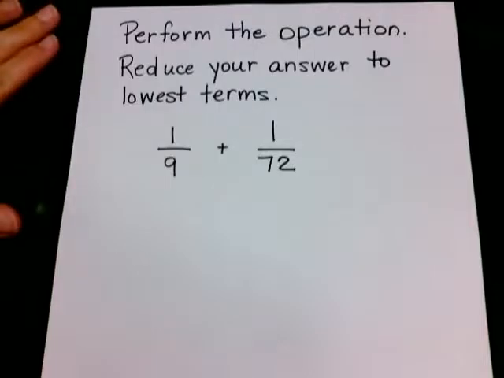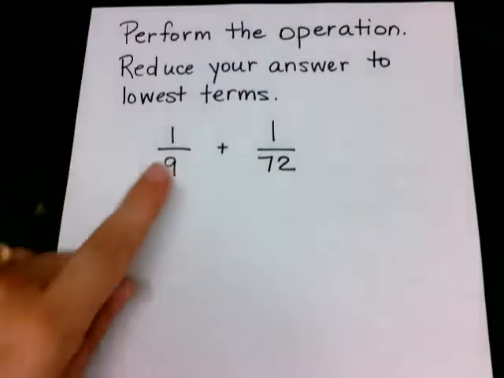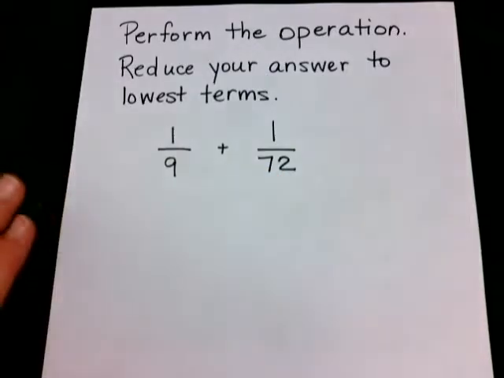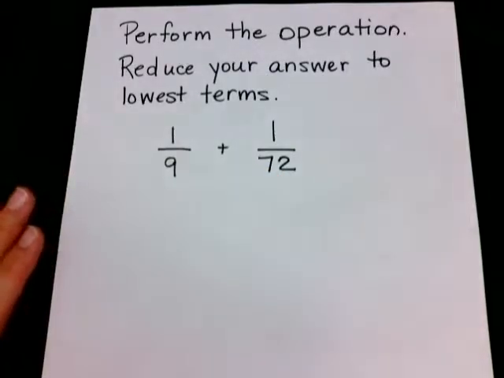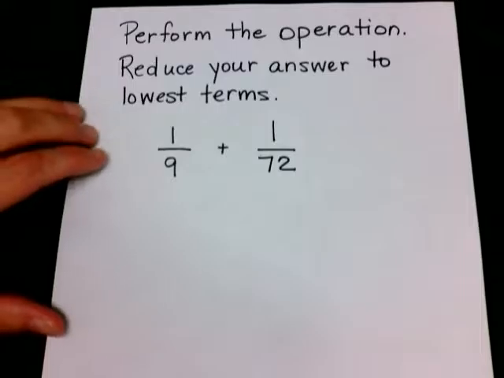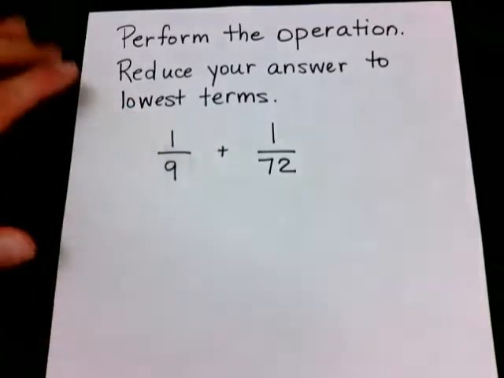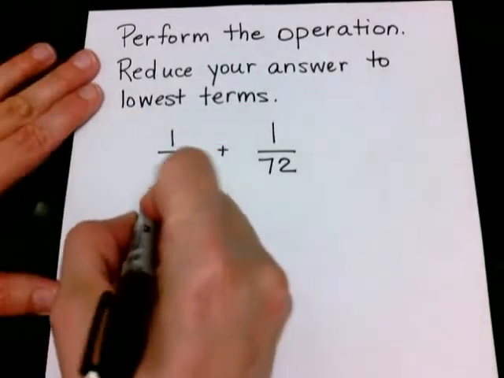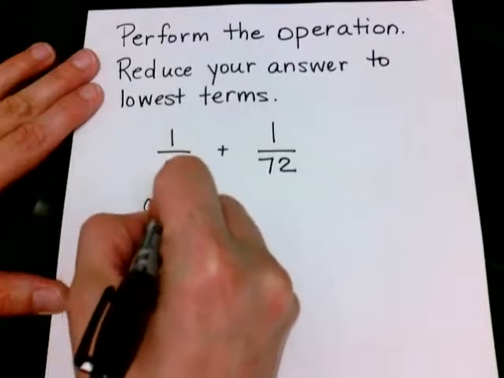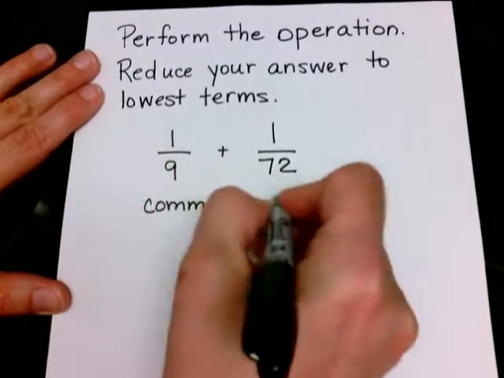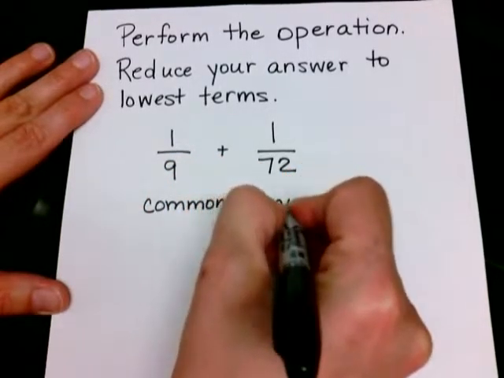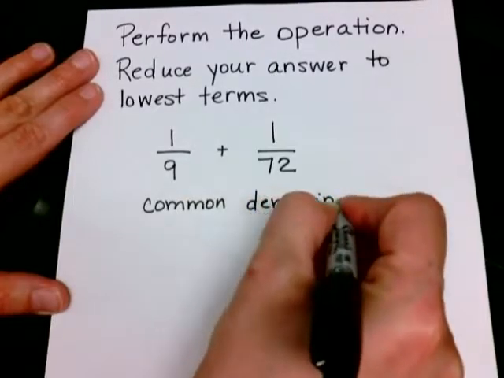For this problem, we will be adding fractions. The first thing to notice is that the denominators, or the number on the bottom, are not the same. So in order to add them, we have to form what's called a common denominator. That means we need a number that 9 will go into and 72 will also go into. For this problem, it's pretty easy that the common denominator is the 72 because 9 will divide into 72.